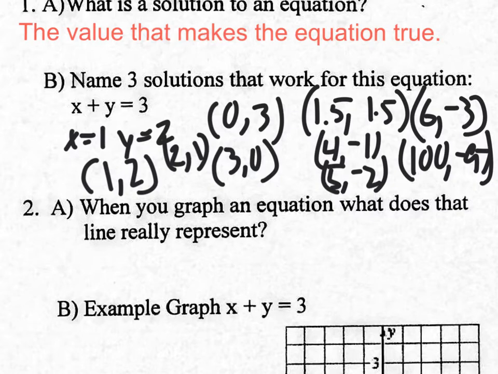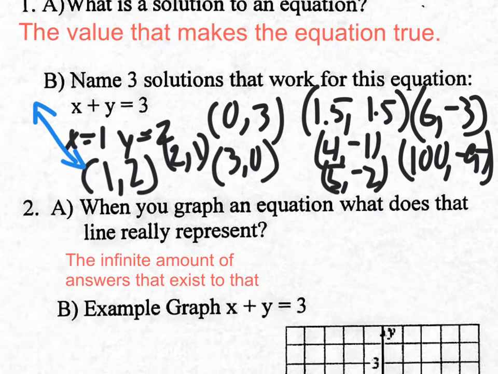And that's the reason why we graph. Because when you graph a line, you end up putting arrows on it, right? Put an arrow and an arrow. The arrows mean that it continues forever, going this way, forever going that way. So you have an infinite amount of solutions represented on your linear graph. Okay, so I guess I kind of answered number 2A, where it says, when you graph an equation, what does that line really represent? So go ahead and write that in. So when you graph an equation, that line really represents the infinite amount of answers that exist to that equation.